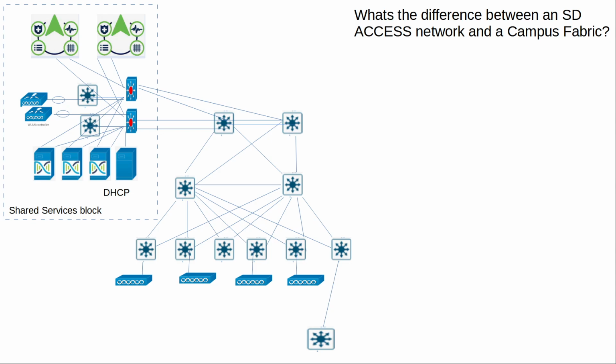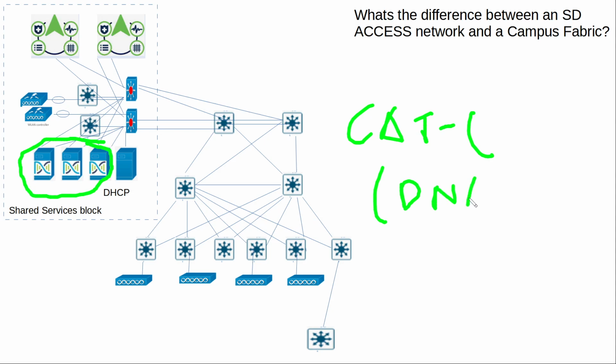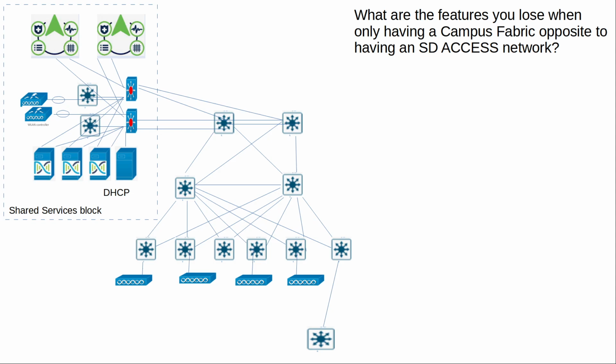So let's go to the next question. What is the difference between an SD-Access network and a campus fabric? The difference is having a Catalyst Center, formerly known as DNA Center. So if you add a Catalyst Center, formerly known as a DNA Center, to your campus fabric, then your network becomes an SD-Access network. Let's go to the next question.